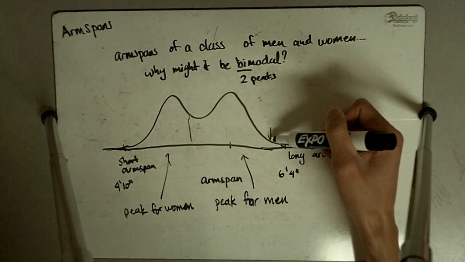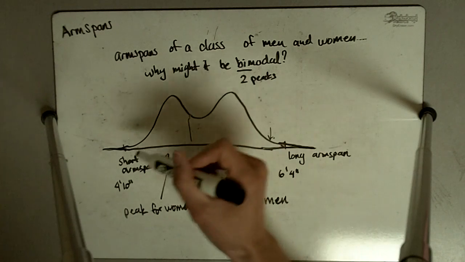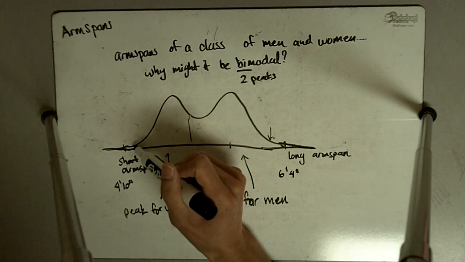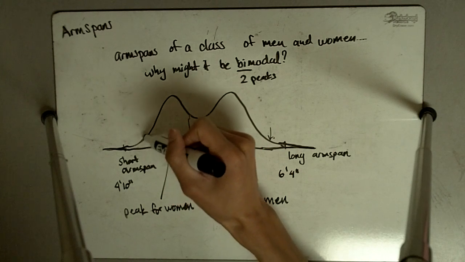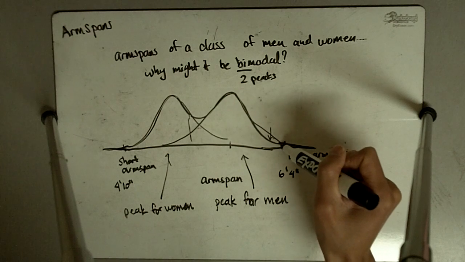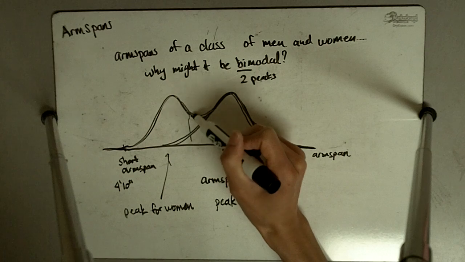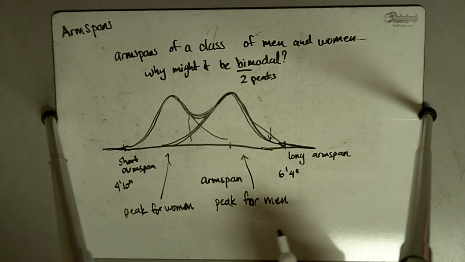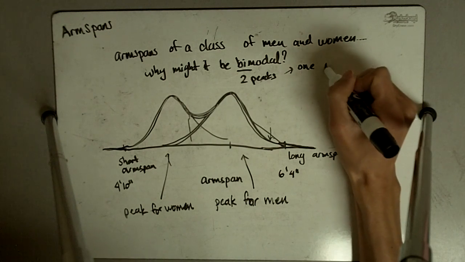Okay, and over here would be most likely just the men who have very long arm spans, or one woman who has a highly unusually long arm span. Over here just the opposite, women who have short arm spans, or men who have highly unusually short arm spans. So there's probably an underlying distribution among each of these, symmetric ones underneath, but when you add them you get something that's peaked. Okay, so basically why might it be bimodal? You got 2 peaks, 1 peak for men and 1 peak for women.